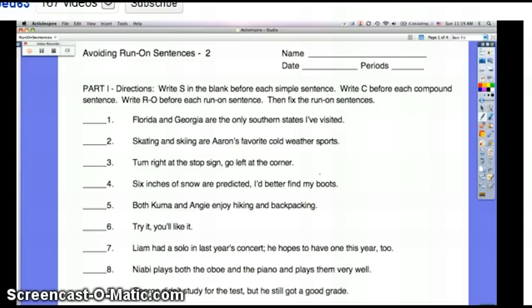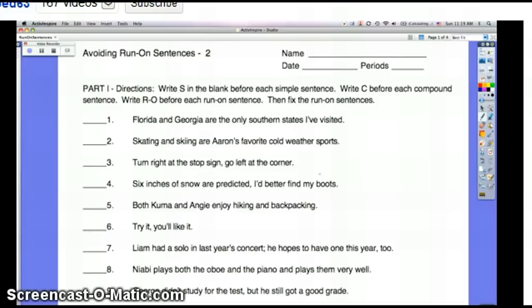Continuing, write C before each compound sentence. Compound sentence would be what we were creating, actually, when we are fixing some of those run-on sentences. We have two complete thoughts joined by a comma and a conjunction. That's one way to create a compound sentence, or you could create that with a semicolon.